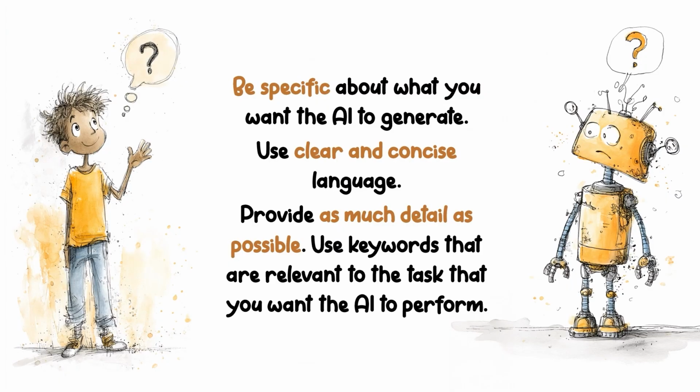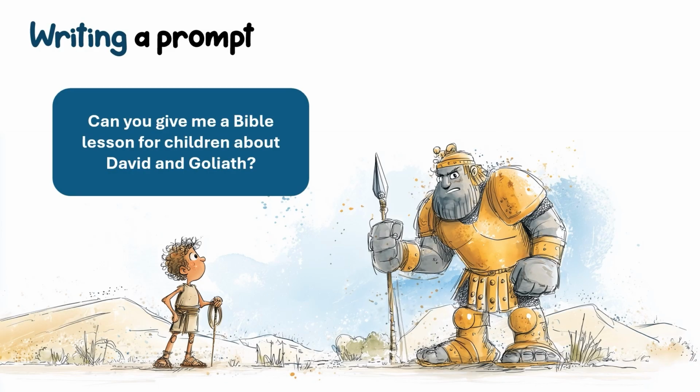Just be specific about what you want the AI to generate. Say as much as you can, be clear and concise, and provide detail and even keywords, or give examples of the types of things that you're wanting to do. So let's look at an actual Bible example that I've tried. I could write a prompt, and I could say something like this: can you give me a Bible lesson for children about David and Goliath?